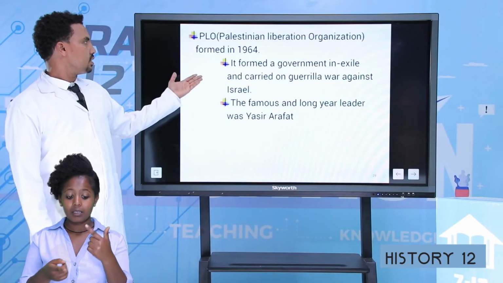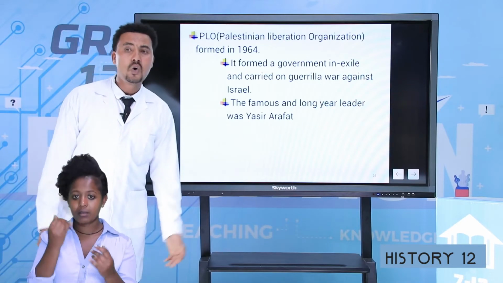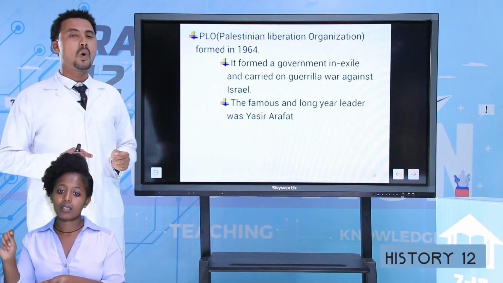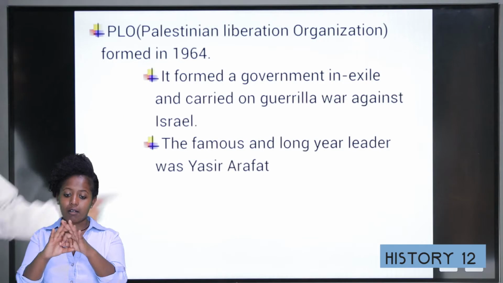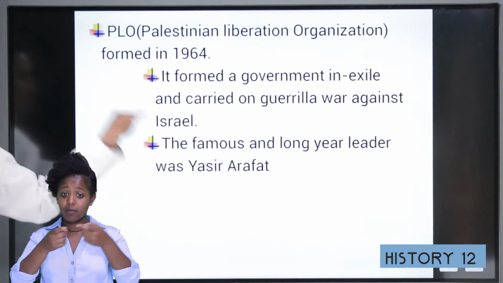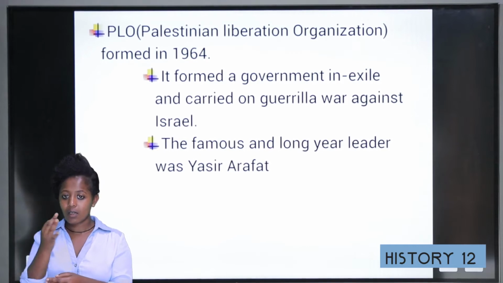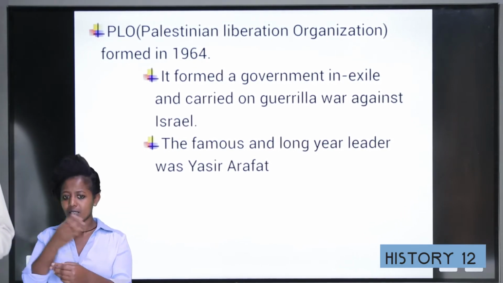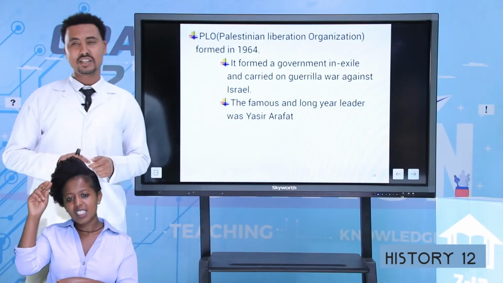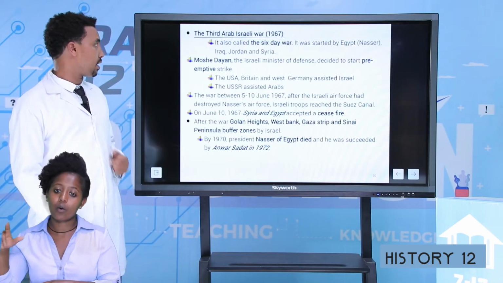Before the third Arab-Israel war, the PLO was formed. PLO means Palestinian Liberation Organization. It was formed in 1964. It formed a government in exile and carried on guerrilla war against the state of Israel. The famous and long-serving leader of this PLO organization was Yasser Arafat. Yasser Arafat was the leader of the PLO for a long period of time.